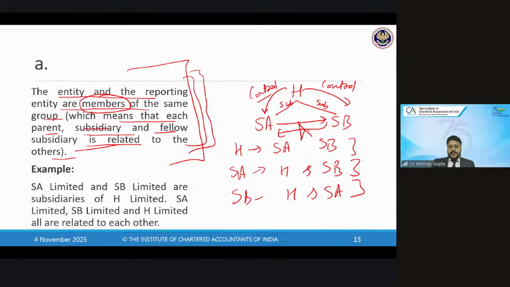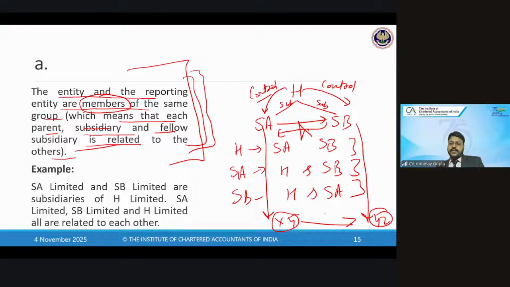Out of curiosity, I want to ask: if SA has another subsidiary, will it also be related? Of course, yes. Suppose SA also has a subsidiary, say XY, and SB also has a subsidiary, say YZ. These companies are fellow subsidiaries of the same group, yes or no? Yes. So these are also related to all others. XY is related to SA, H and SB, YZ is related to H, SA and SB, and XY and YZ are related to each other as well because they are fellow subsidiaries within the same group, right?